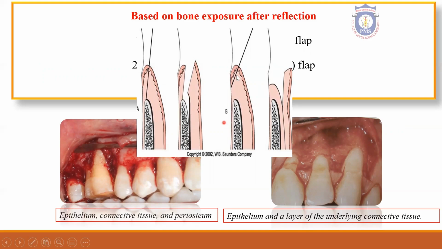Whereas in a split thickness or partial thickness flap, you are reflecting only the gingival epithelium and part of the connective tissue, and part of the connective tissue as well as the periosteum is left over the bone surface. So this is called a partial thickness flap or mucosal flap. Here you cannot see the bone directly. In the full thickness flap, the bone is exposed. So this is based on bone exposure after surgery.